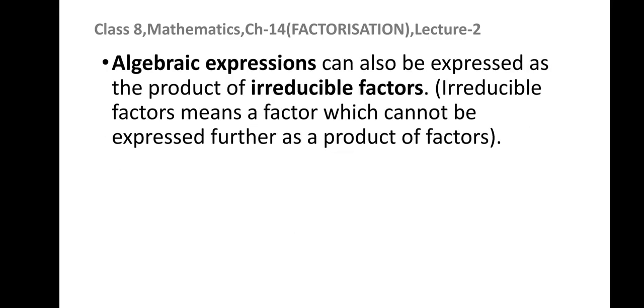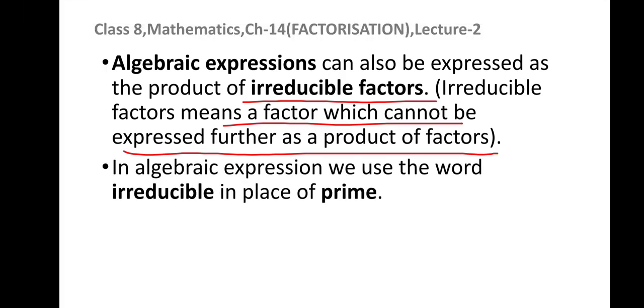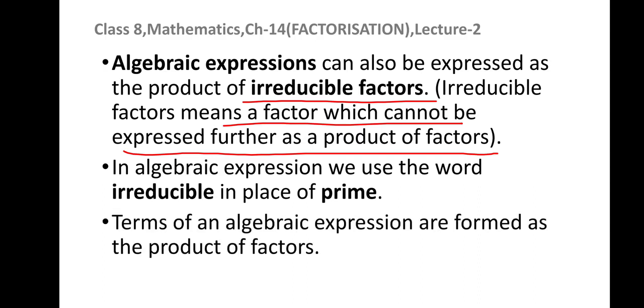Now, similarly, algebraic expressions can also be expressed as the product of irreducible factors. Irreducible factors means a factor which cannot be expressed further as a product of factors, and we have learned in the previous lecture that for algebraic expressions we use irreducible factors in place of prime factors. So in algebraic expressions we use the word irreducible in place of prime. And terms of an algebraic expression are formed as the product of factors. These are the points which we have covered in the previous lecture, so we are recalling these points.